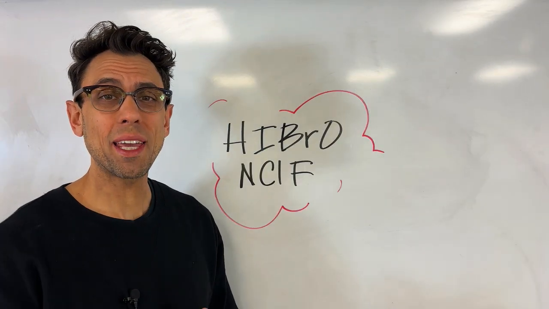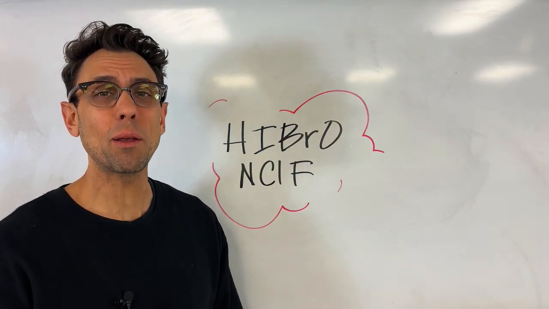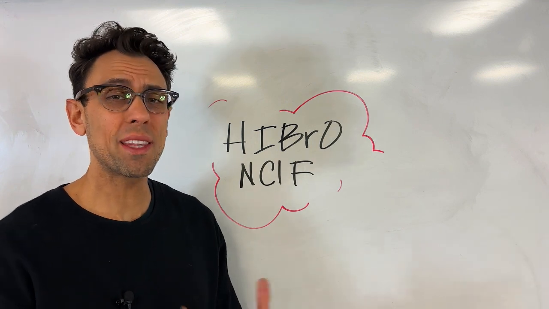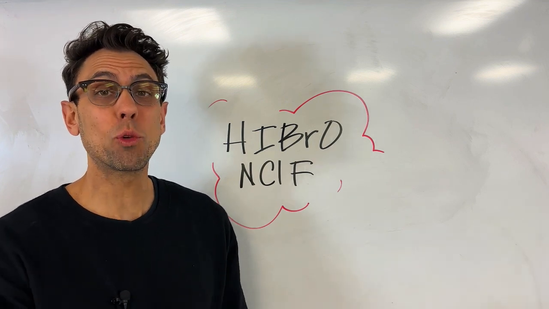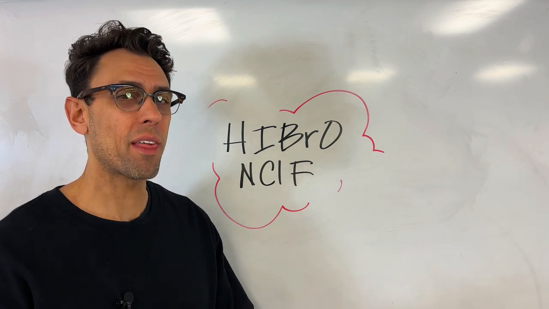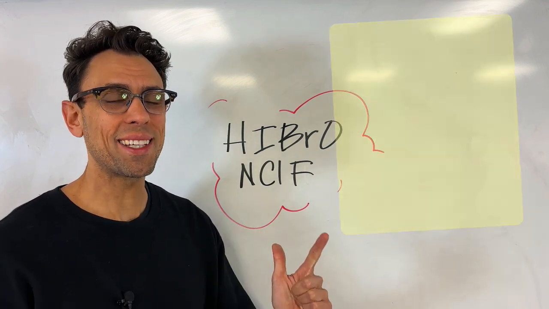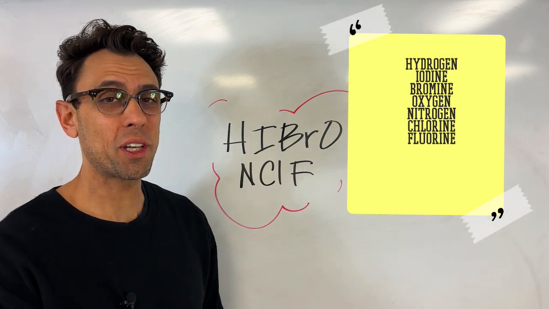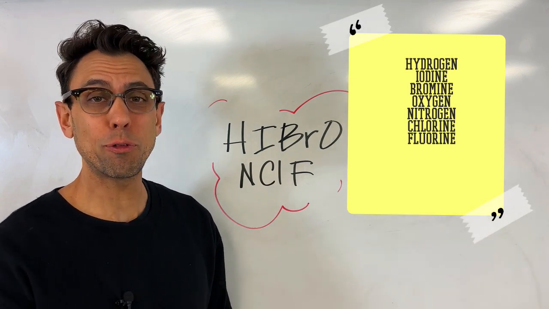So the diatomic gases are 7 nonmetal elements that we're going to have to remember because they come up so frequently in chemical reactions and therefore in writing chemical equations. Okay, what are they? Hydrogen, iodine, bromine, oxygen, nitrogen, chlorine, and fluorine.